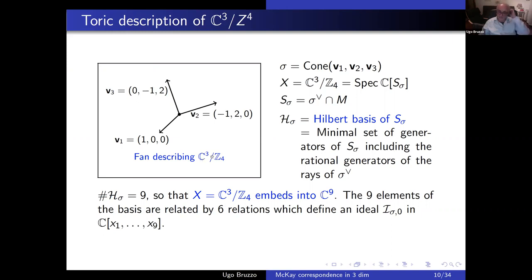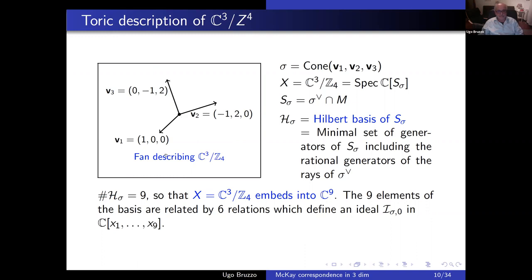So we have the variety C3 mod Z4, and basically what you do is use a minimal set of rational invariants of the action of Z4. So rational, I mean, you pick up three independent rational functions of X, Y, Z, which generate the invariant ring. And there is a technique in toric geometry to construct the fan which represents the variety. You do the computations, making some choices which are completely immaterial. For instance, you get these three vectors, V1, V2, V3.